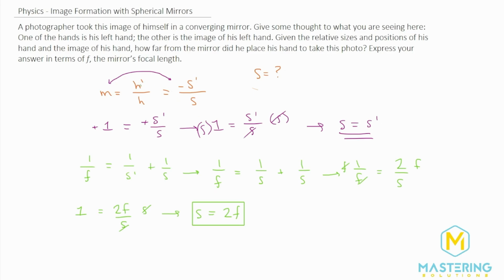Because I said we want to express the distance in terms of f. So what this tells us is that this will give us a real inverted image at the same distance, and we want it at 2 times the focal length.